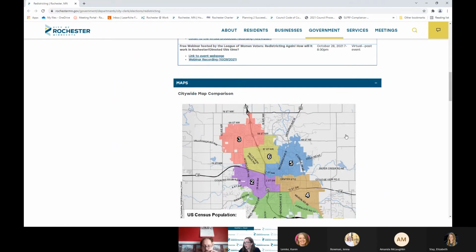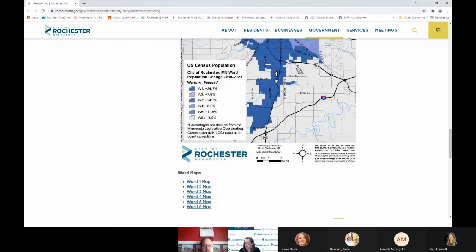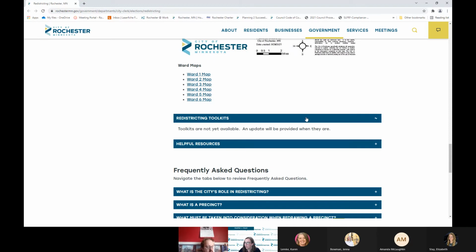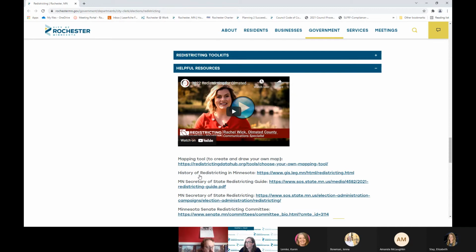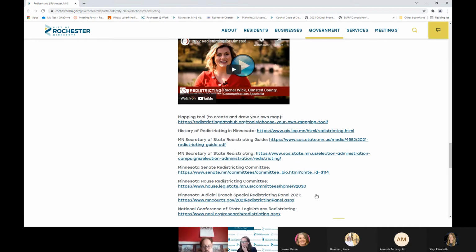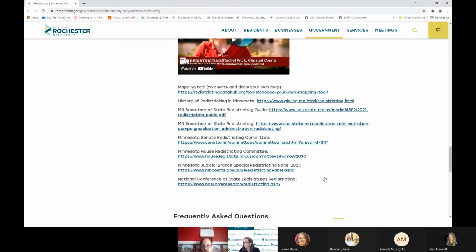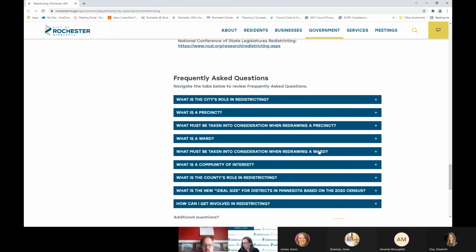We also have our maps available on this page, and you can download them here as well. So rather than just taking a look at the map, you can download it and print it for yourself. And this is where we'll include information about those toolkits when we get those finalized. There's also a ton of helpful resources here, including the wonderful video we just watched. There's several different tools from across the state and country, really, including the National Conference of State Legislatures here, which is a great resource, includes information from other states. And then a handful of frequently asked questions here, which is most of the information I just covered with that part of the presentation. And I am going to jump back over to my PowerPoint.